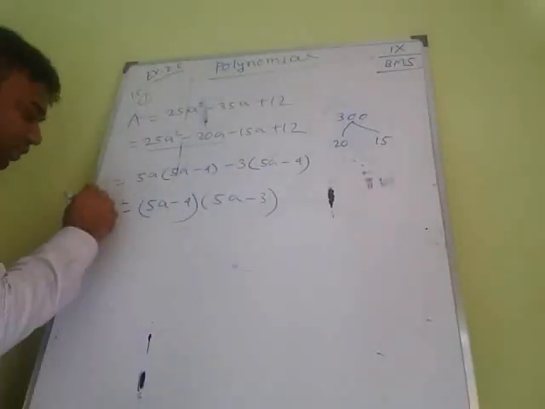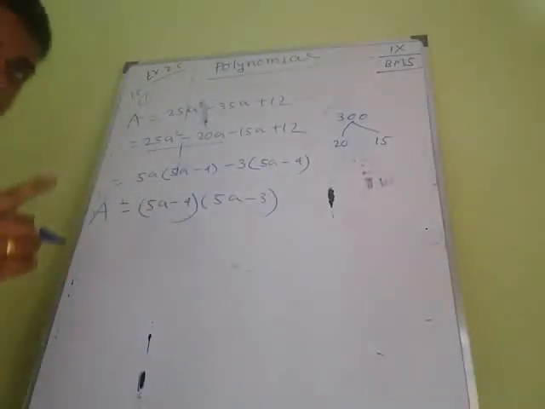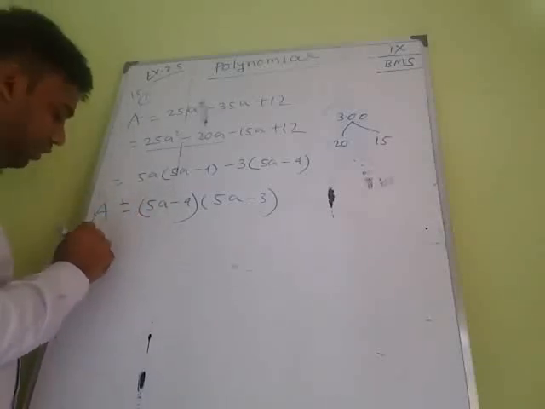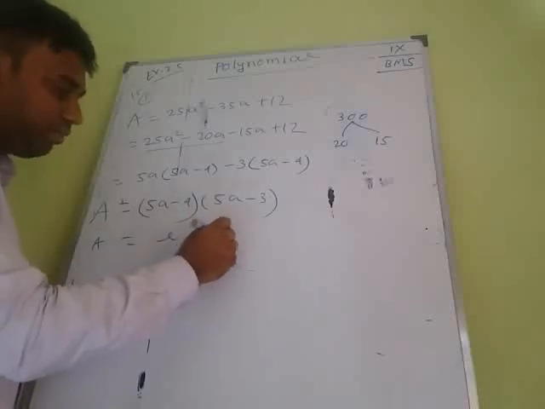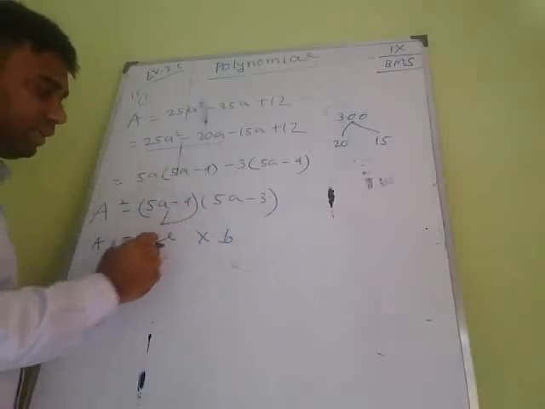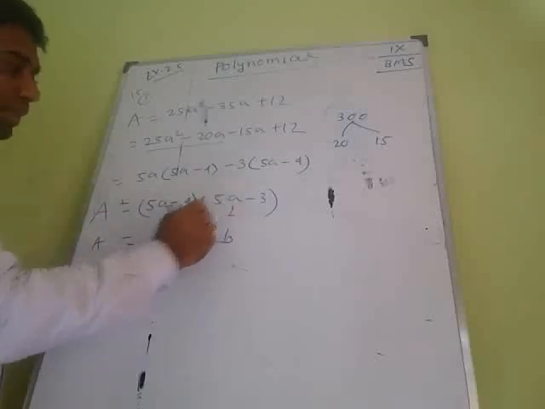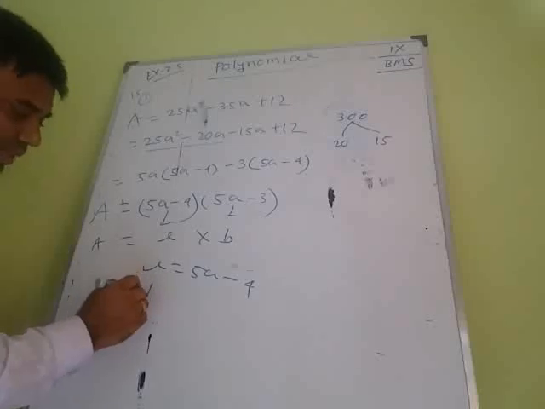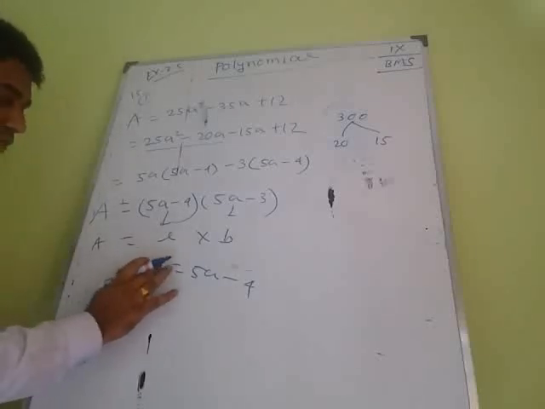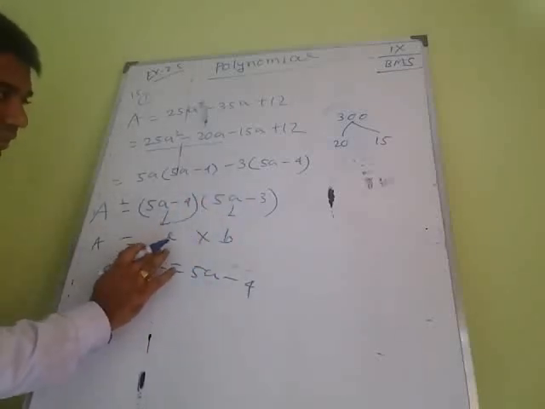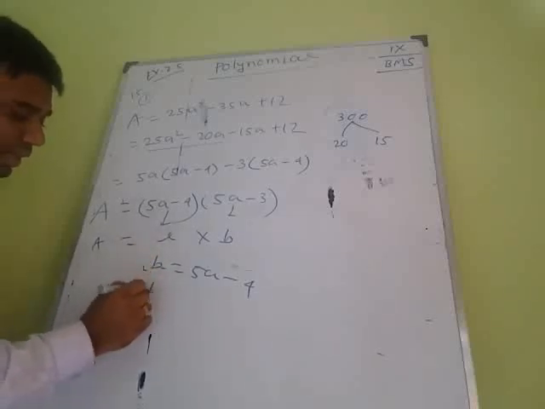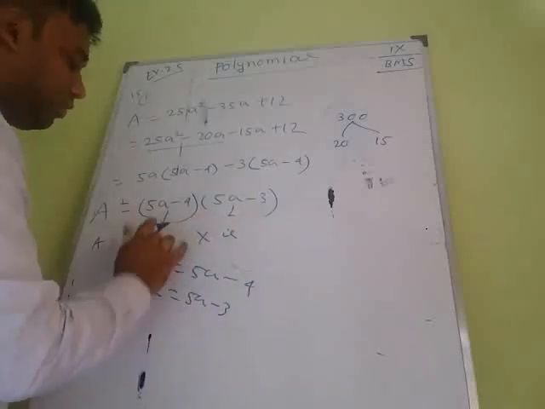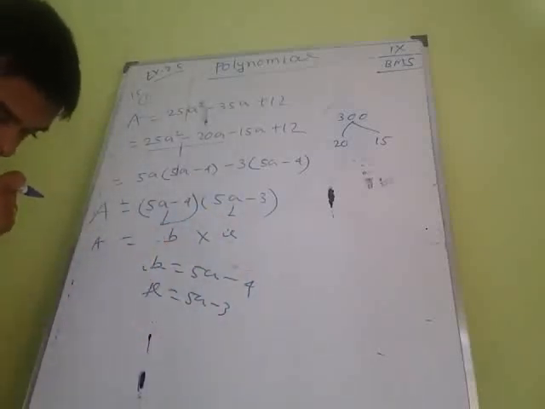So you know that it is the area. We know that a rectangle's area formula is area equal to length into breadth. So you can take length L equal to 5a minus 4 and breadth equal to 5a minus 3.